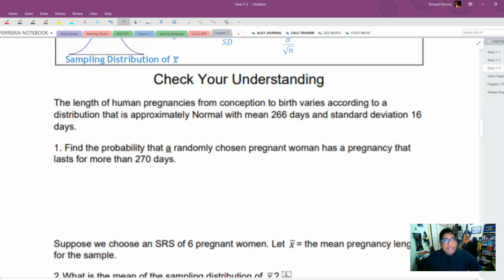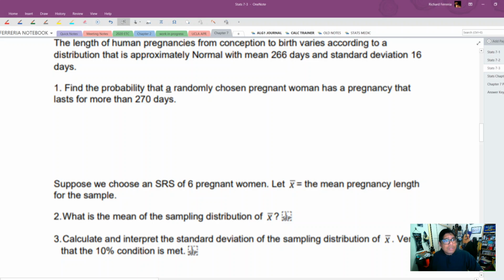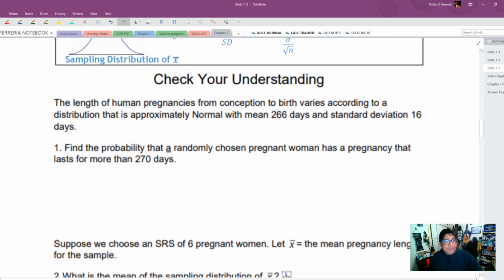The length of human pregnancies from conception to birth varies according to a distribution that is approximately normal with a mean that is 266 days and a standard deviation of 16 days. Find the probability that a randomly chosen pregnant woman has a pregnancy that lasts for more than 270 days. Now that is just the same thing that we did way back in, I think, chapter 4 with normal distributions.